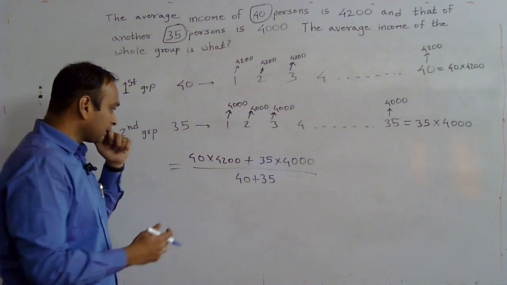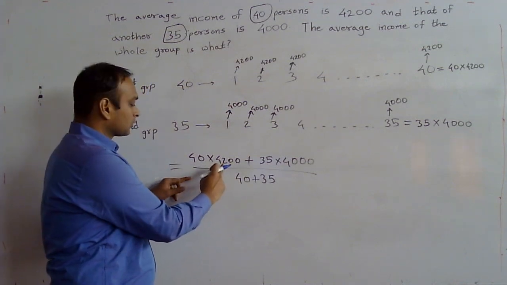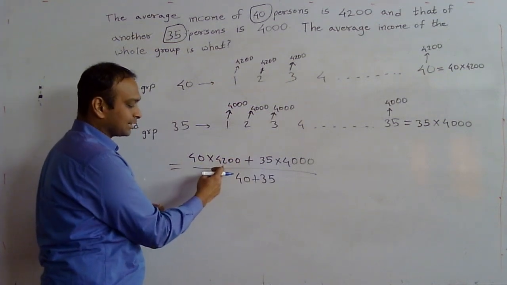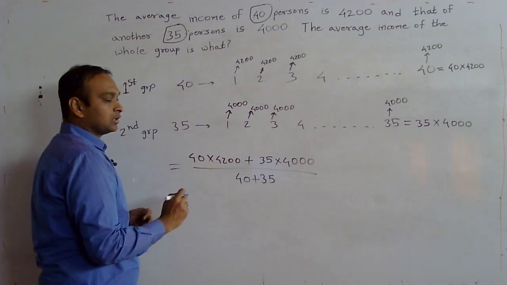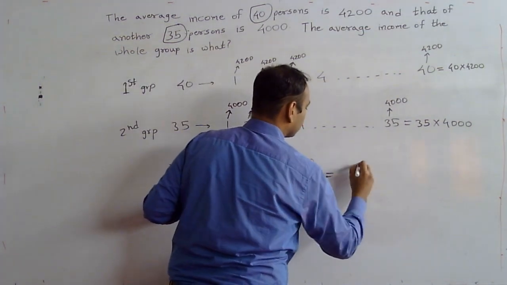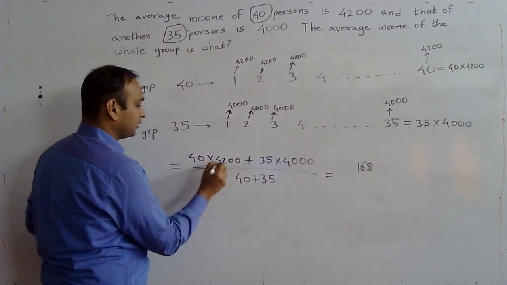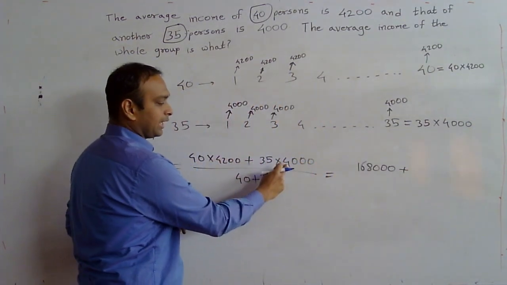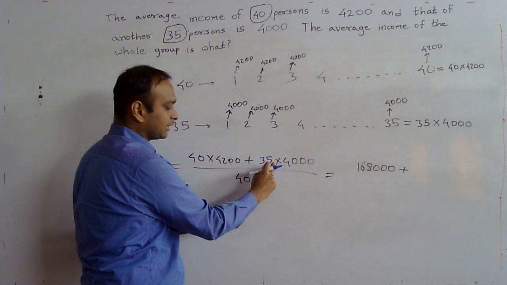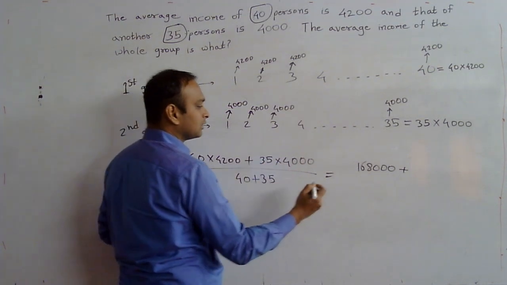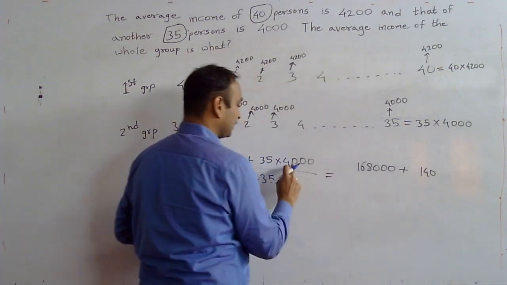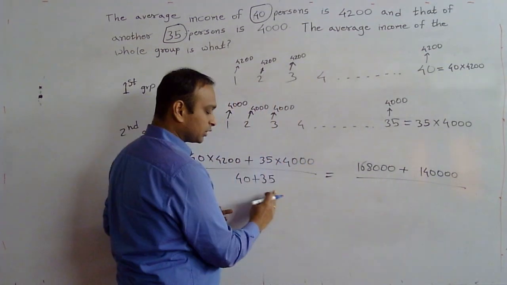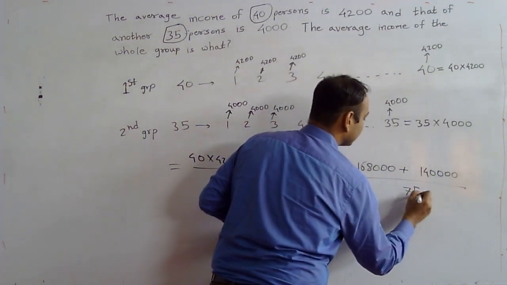Okay, let's try to calculate 40 into 4200. We can double this. 42, double of 42 is 84, double of 84 is 168. So this gives 168, and these 3 zeros as it is, plus 35 into 4000. First we will do 35 into 4: double of 35 is 70, double of 70 is 140, and 3 zeros again as it is. So the addition of these two is divided by 40 plus 35, which is 75.